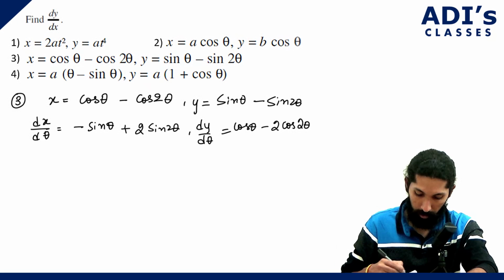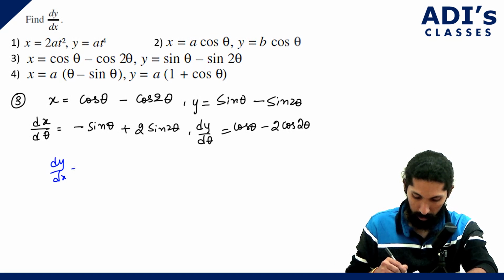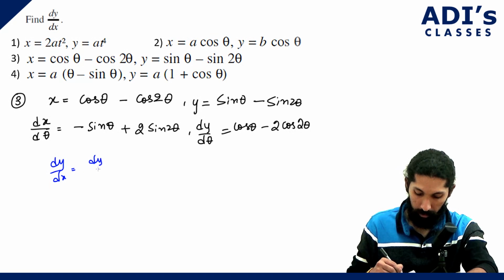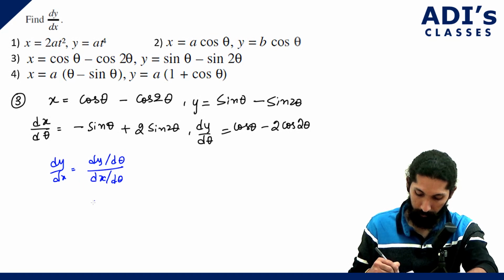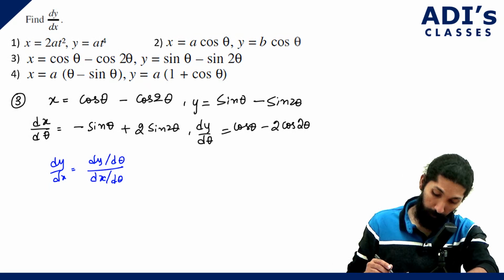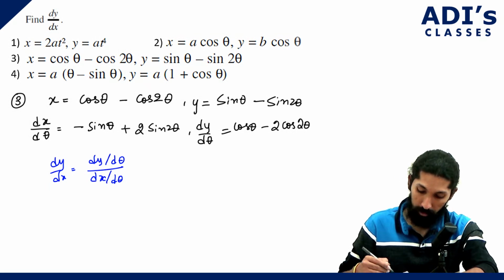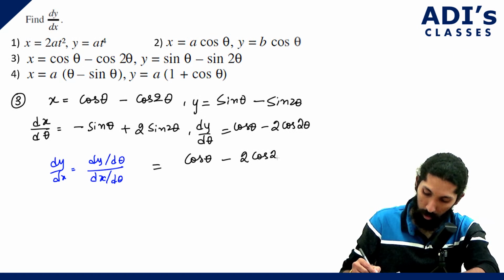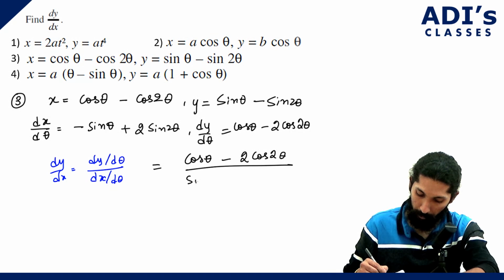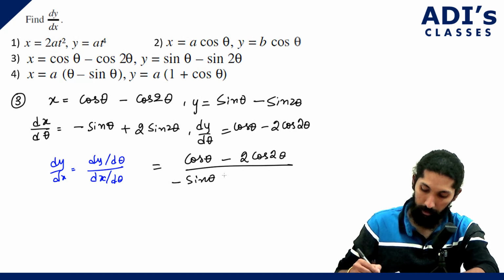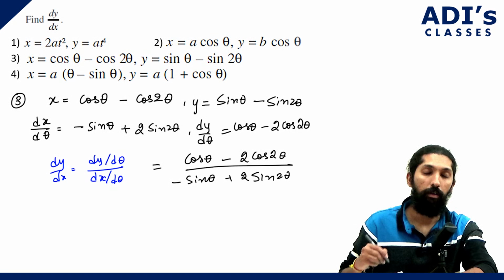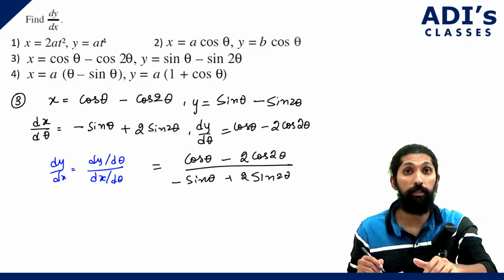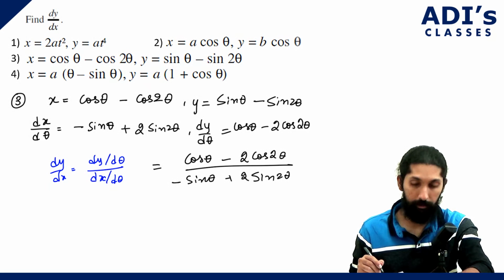Now the formula is what? dy by dx is equal to dy by d theta divided by dx by d theta. Correct? Now, if you substitute the values here, the first part is going to be cos theta minus 2 cos 2 theta by minus sin theta plus 2 sin 2 theta. Correct? We need to simplify this. If it's possible, we'll look into it. We need to simplify it.